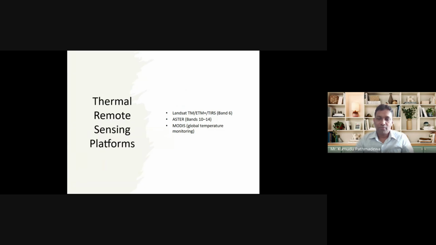MODIS is a weather satellite. These weather satellites are also widely used for global temperature and climate monitoring. And apart from those, we can use drones also, which provide high resolution thermal infrared data for farms and construction sites, for a small area. As a customized area, we can use drones also.